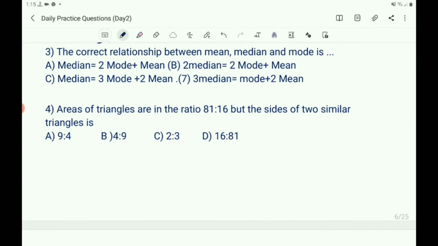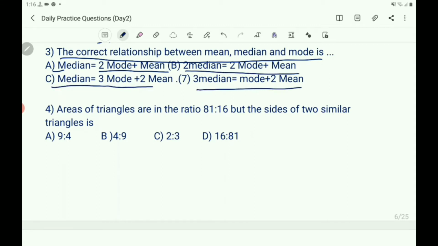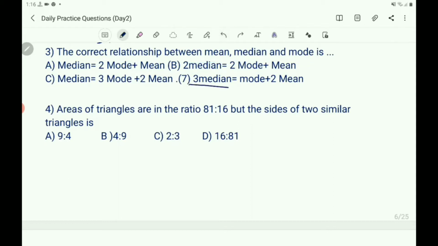Then you take the third question. The correct relationship between mean, median and mode is. That is the empirical formula for mean, median, mode. The first option is median equals 2 mode plus mean. Second option 2 median equals 2 mode plus mean. Third one median equals 3 mode plus 2 mean, and 3 median equals mode plus 2 mean. So the answer is 3 median equals mode plus 2 mean.